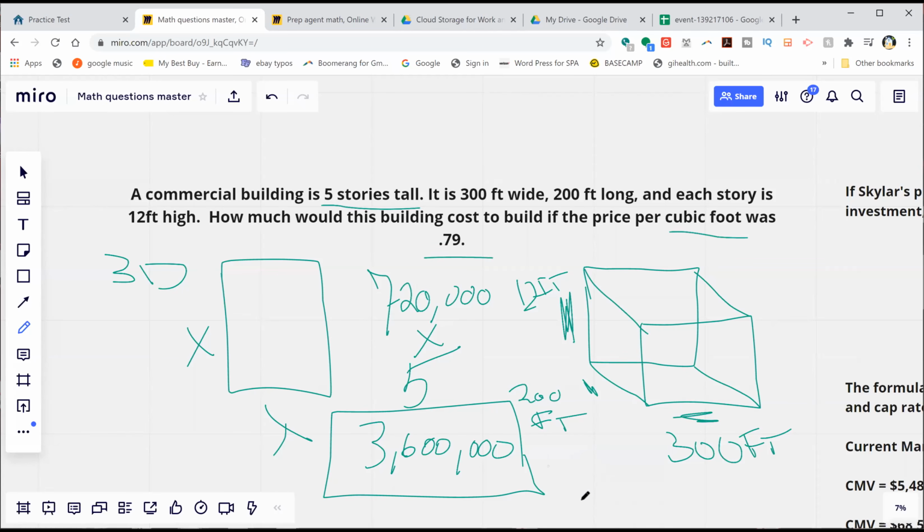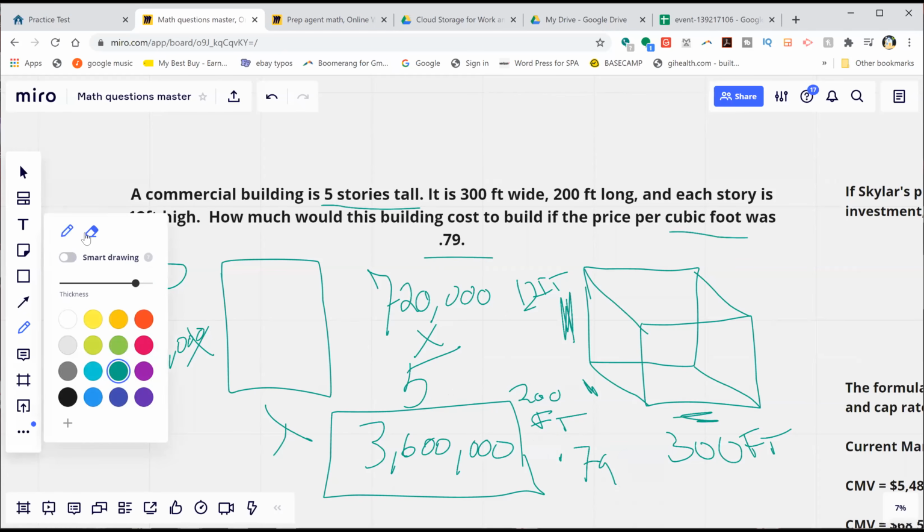Multiply it by the cost, which is 0.79. We do that, and that's what, 2,844,000 if my math is right. So guys, give me a thumbs up if you're like, wow, I got it.